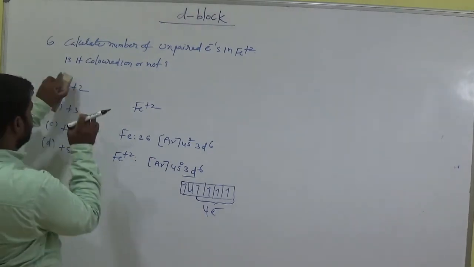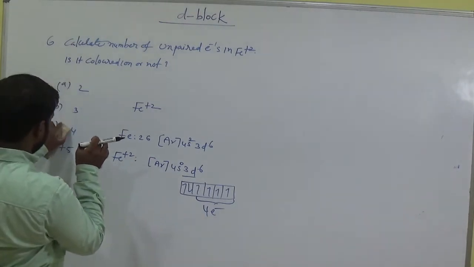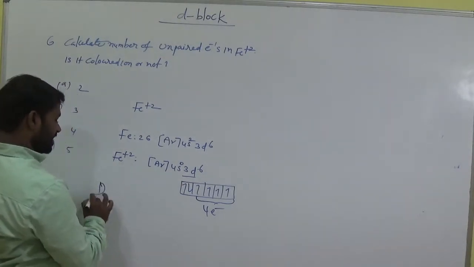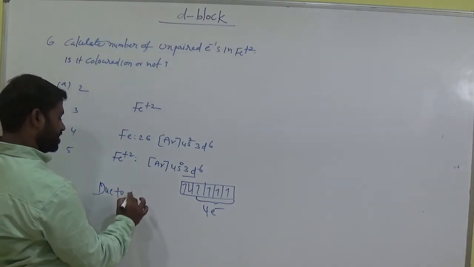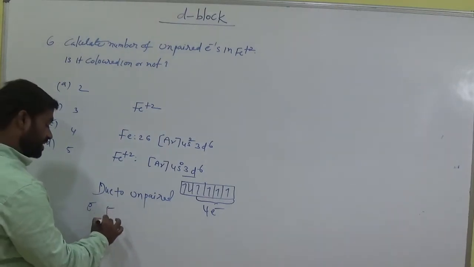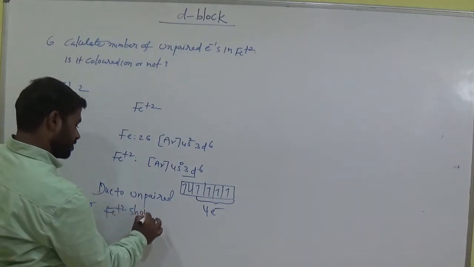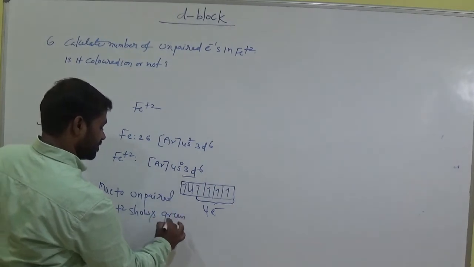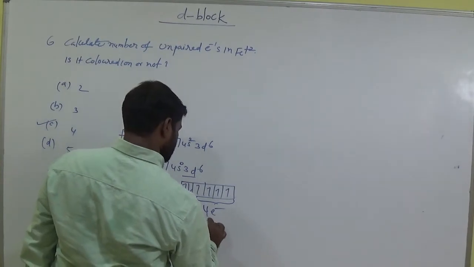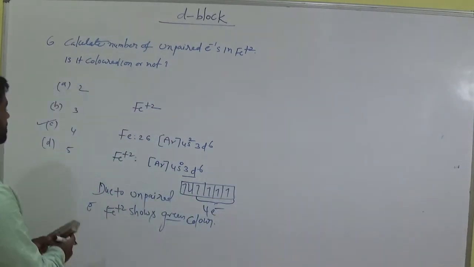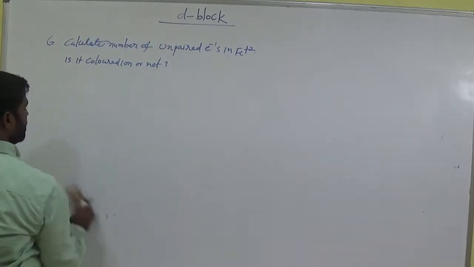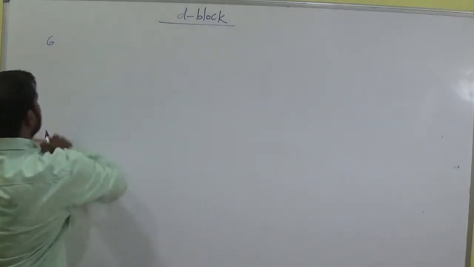Which is the correct answer? Unpaired electrons is a number, so remove the plus sign. Option C is correct. Due to these unpaired electrons, Fe+2 shows green color. Clear? So write the next second one.